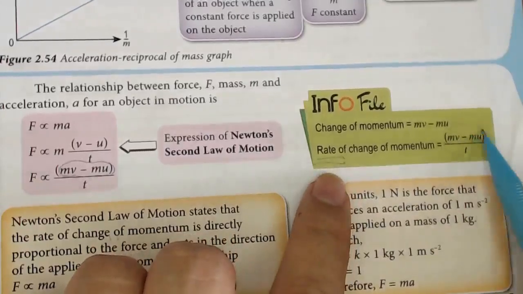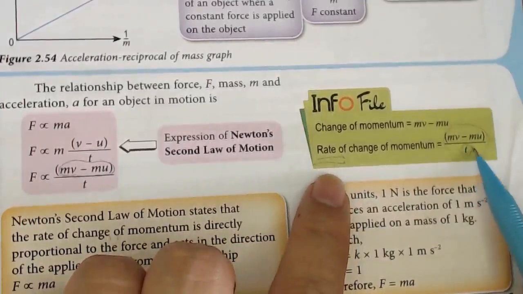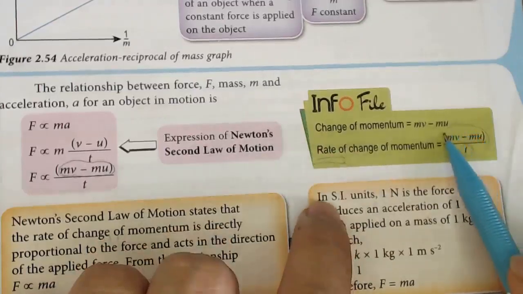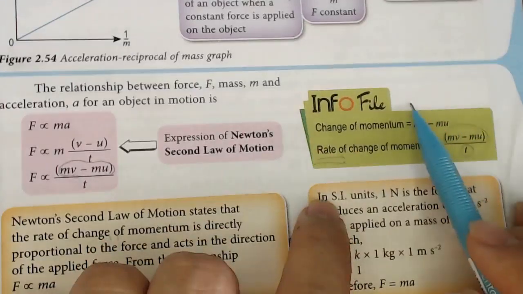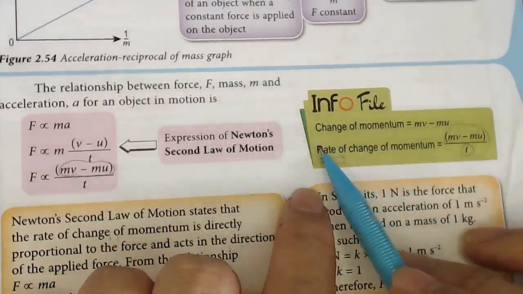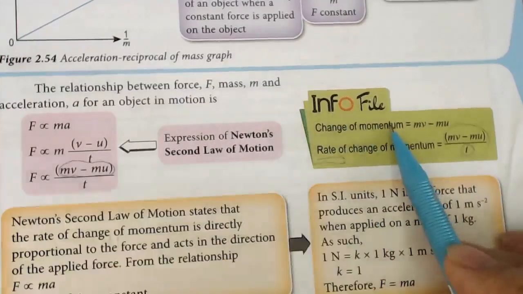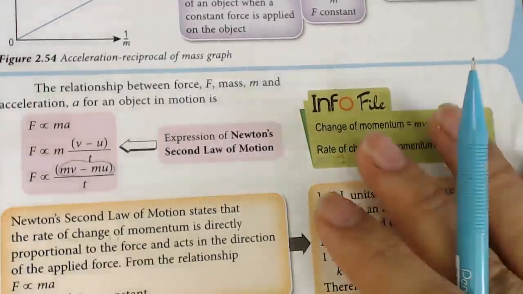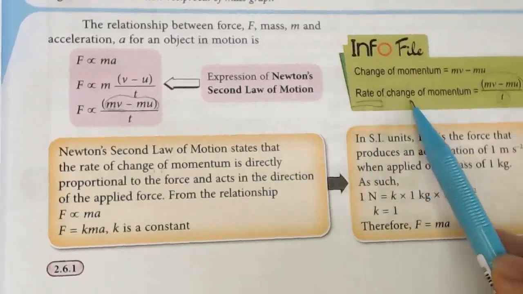First, if we want to read this formula, we read the t below as "rate of," followed by whatever is up there that you already know. mv minus mu is the change of momentum, and when you combine both, it becomes the rate of change of momentum. So that is another name for rate of change of momentum.